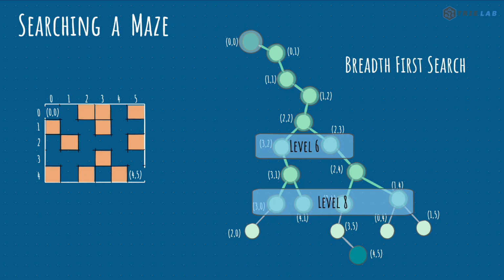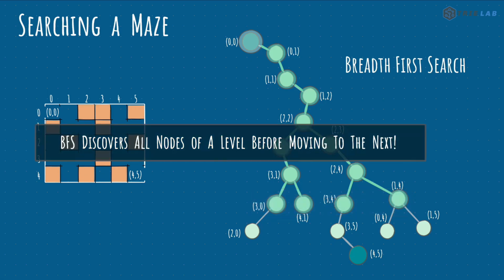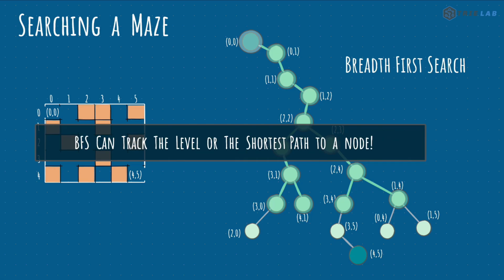If you observe closely, all the nodes at level 6 are discovered before any of the nodes at level 7 are discovered. Now, this is the key characteristic of BFS. It fully explores one level before moving on to the next, as we discussed earlier as well. And this behavior of BFS actually allows it to find the shortest path in any unweighted graph as well. So the level at which a node is discovered using breadth-first search corresponds to the shortest distance from the starting node in terms of edges traversed.